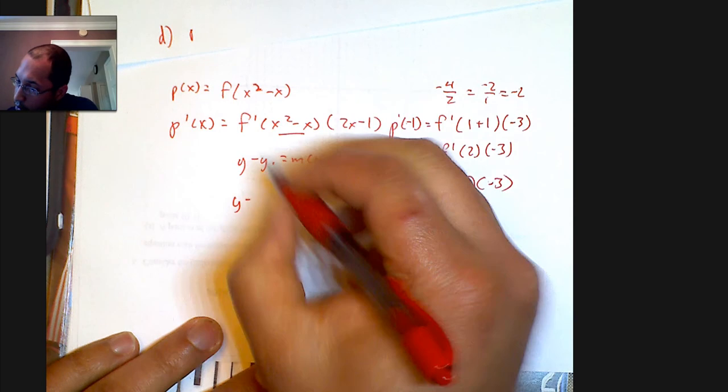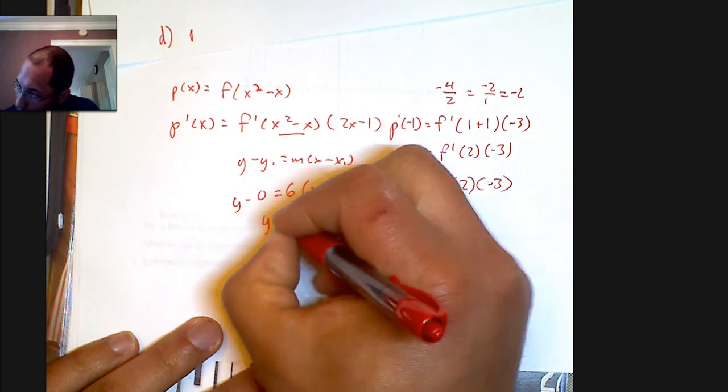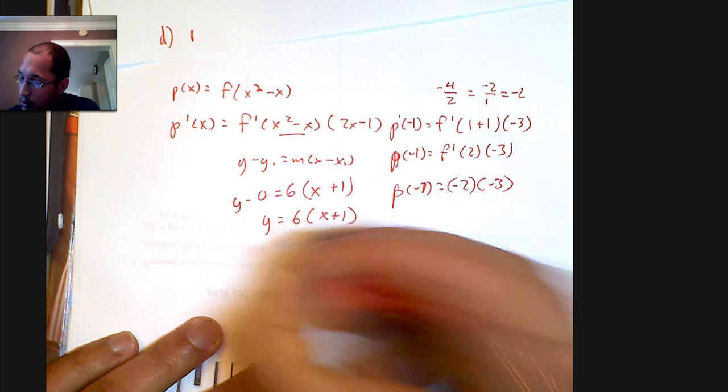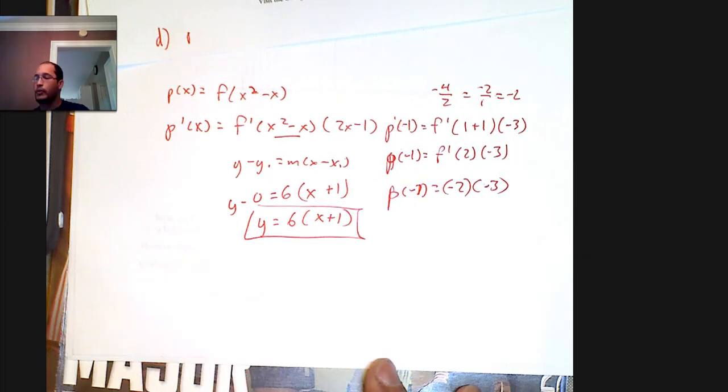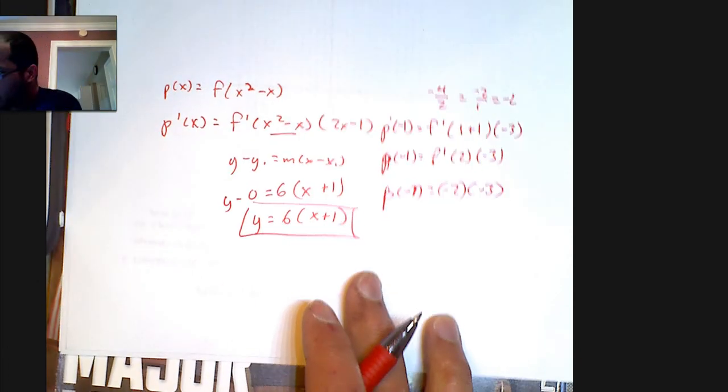Alright, so go back to the problem. P of negative 1 is 0, so bada bing, bada boom. Y equals 6 times x plus 1, and I ain't doing nothing else with that. Wow. Okay, so we're on to the next one. We're in a crazy race against time. Okay?